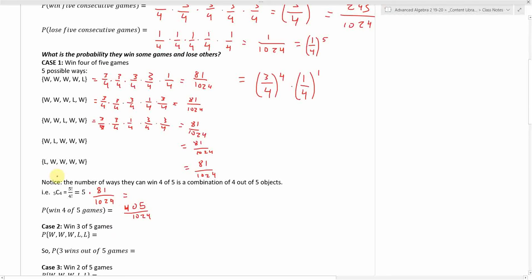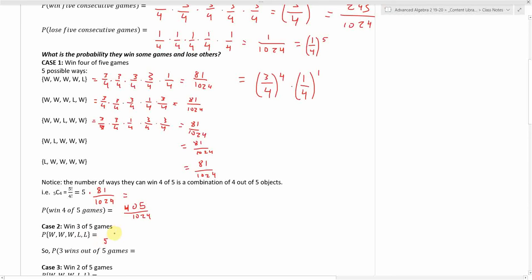But let's notice the patterns here, right? They played 5 games and we chose 4 of them to win. This is the probability of winning any particular 4 out of 5. It's always 3/4, the probability of winning, raised to the 4th power, times 1/4, the probability of losing, raised to the 1st power. So if we want to win 3 out of 5 games, it'd be the same idea.